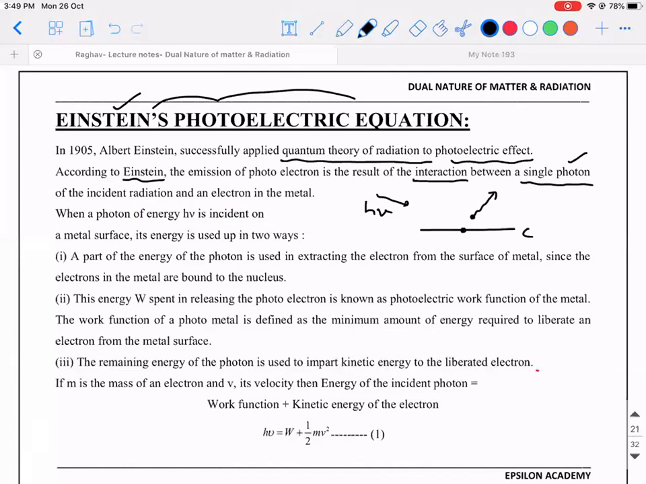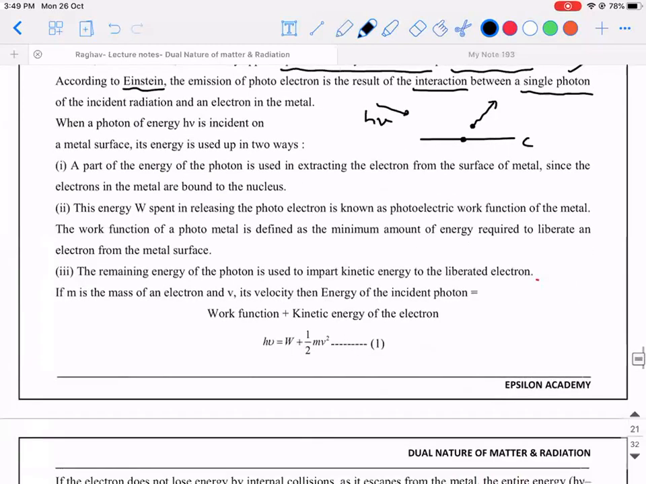So what is the photon doing? That one photon, when it is falling on the surface, first supplies the minimum energy required by the electron to come out of the metal surface, which is technically called the work function. I will write down the equation. The energy of a single photon is able to overcome the work function, plus it should also give the electron some kinetic energy, which is given by half mv square. So that's what is given here.